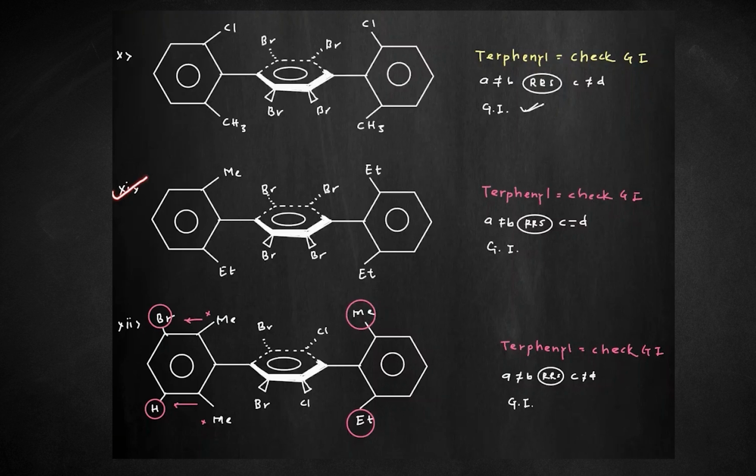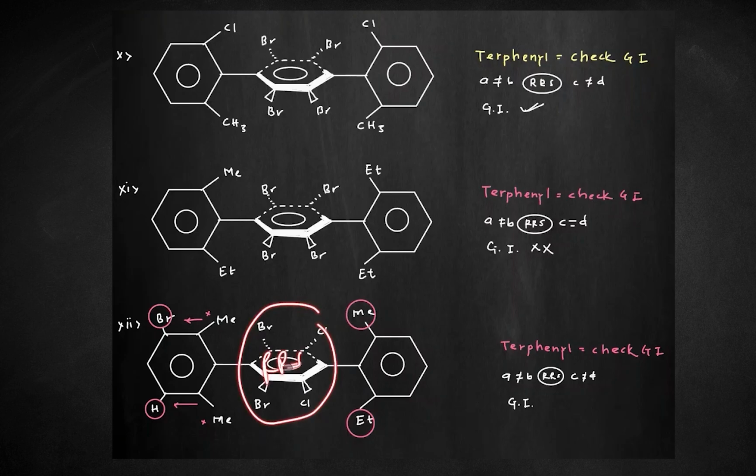Now solve the next question. Again, terphenyl system, check GI, not OI. Now if we consider this part as the restricted rotating system, this will be A, B not equal, C, D equal. So if C and D are equal, then it will never show geometrical isomerism. Okay. Now if they give you some more complex question, let's see here.